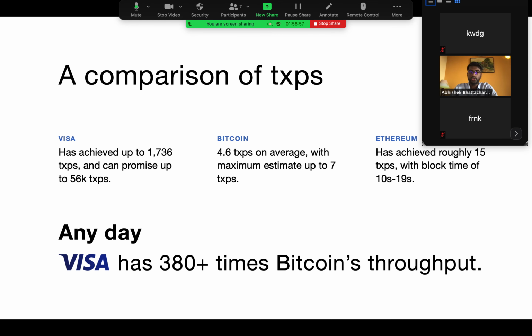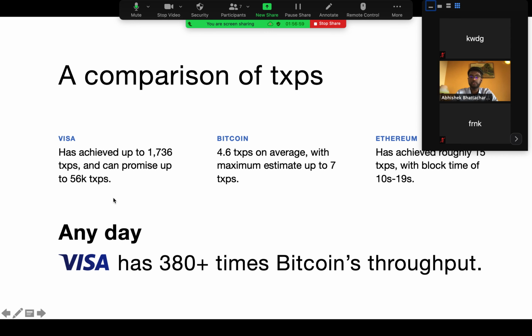On the other hand, when we are talking about Visa, it is something we all know, we all use every day, regularly. Every other platform has Visa integrated. All the credit cards are mostly Visa or MasterCard. This kind of platform has tested to be up to 1736 transactions per second. Can you look at the difference? And that is not enough. That is not just it. Visa has promised that they have tested their infrastructure to take up to 56,000 transactions per second. Massive as compared to Bitcoin or Ethereum or any such currency, crypto. So any day Visa has 380 times the throughput as compared to Bitcoin.